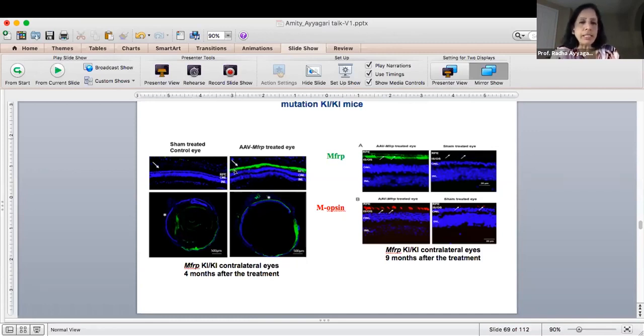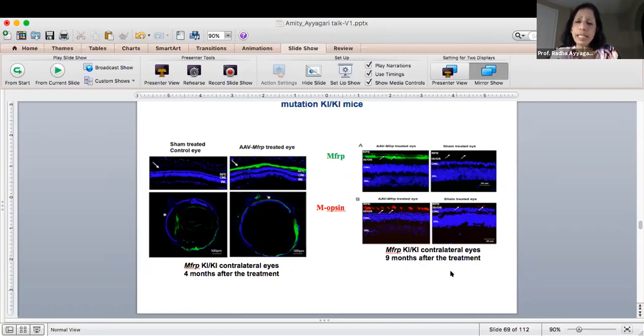After 4 months, we stained it for MFRP expression, because the mutation we introduced results in loss of MFRP. Here, this is the sham treated, and you do not see any expression of MFRP. But in the case of AAV treated, you can see nice expression of MFRP after 4 months in this mouse.